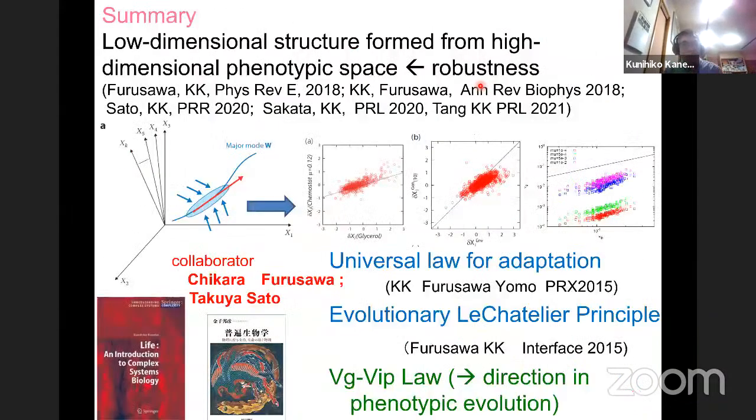Okay, so today I discussed low dimensional structure. Low dimensional reduction is formed from a high dimensional phenotypic space as a result of evolutionary robustness. And so we can derive a universal law for the adaptation and evolutionary relationship. Okay, so that's the result.